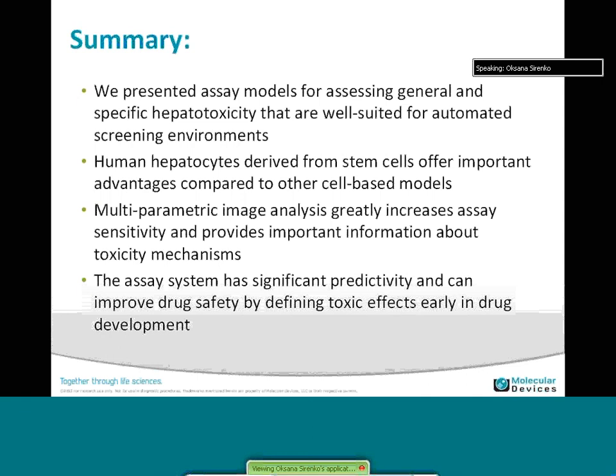So this general assay model is presented here, suitable for assays in general and specific hepatotoxicity, and also convenient and could be further developed for automated screening environments. Human hepatocytes derived from stem cells offer important advantages compared to other stem cell models. Multi-parametric image analysis greatly increases sensitivity and also provides information about toxicity mechanisms. And this assay has significant predictivity and can improve drug safety by defining toxic effects early in drug development.